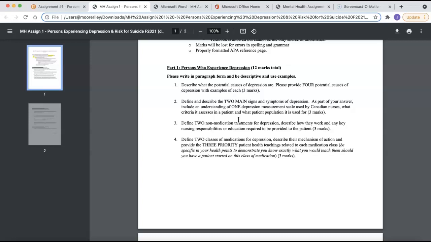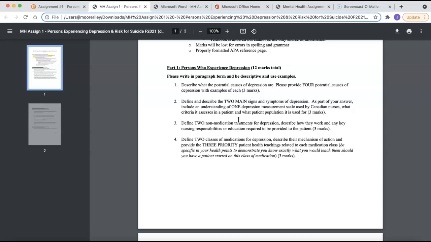You're going to define and describe 2 main signs and symptoms of depression. Again, we went over this in class, so you should be getting the 2 main signs and symptoms correctly identified. As part of your answer, include one depression measurement scale used by Canadian nurses, what criteria it assesses in a patient, and what patient population it is used for.